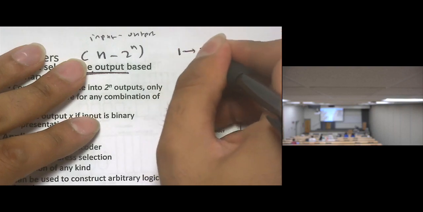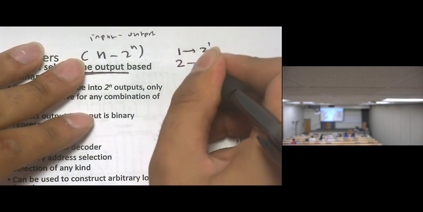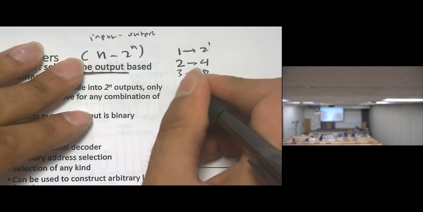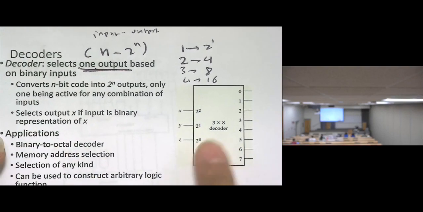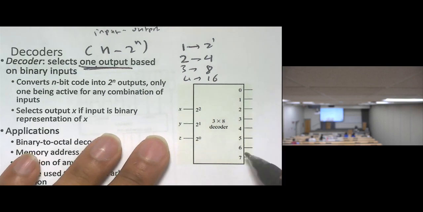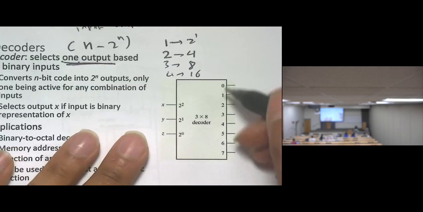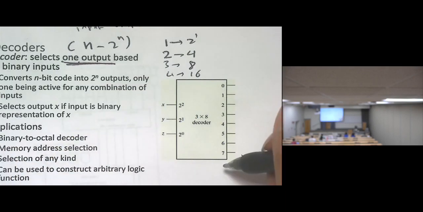Which means when I have one variable, I should have 2 power 1, which is 2 outputs. When I have 2 variables, I should have 4. When I have 3 variables, I should have 8, and so on. 4, 16, depending on how many inputs. So let's assume we have 3 variables, x, y, z. Then we should expect to see 8 outputs. And we label them from 0 until 7, of course.